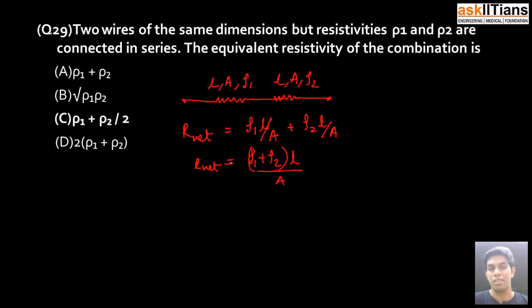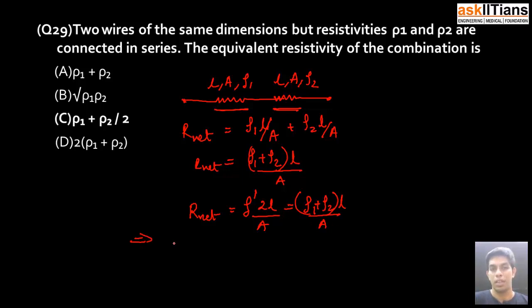To find out the net resistivity, I need to do this. R net is equal to ρ dash. Now the length of the wire is 2L because this is of length L and this is also of length L. The area of cross section remains the same. So ρ dash times 2L by A is equal to ρ1 plus ρ2 times L by A. This gives me ρ dash equals ρ1 plus ρ2 divided by 2. Hence, C is the correct answer.